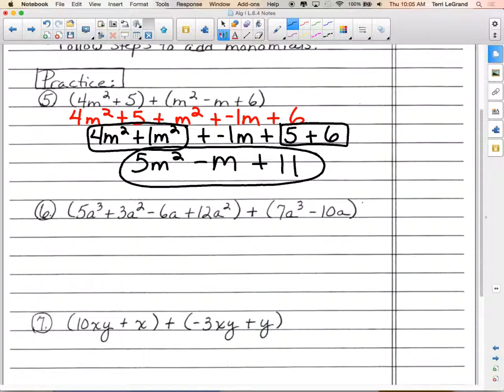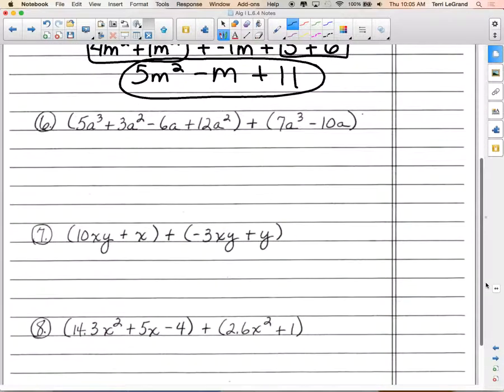What do we have for an answer? What kind of a polynomial? Quadratic trinomial. Get in the habit of naming these to yourself so that you can learn those, okay? Okay, you guys try the next one. Go ahead and do it.